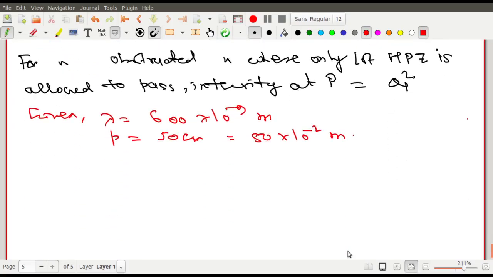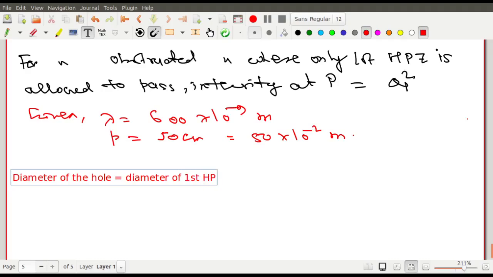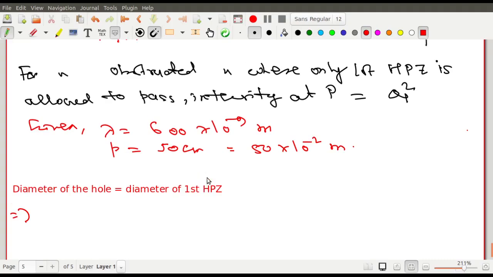So definitely the diameter of the hole will be equal to the diameter of the first half period zone, because you allow only one half period zone. In the last problem it was the nth half period zone because you allowed n number of zones, and n was 200. But this time you allow only the first, and you understand the first because it is given by the problem.